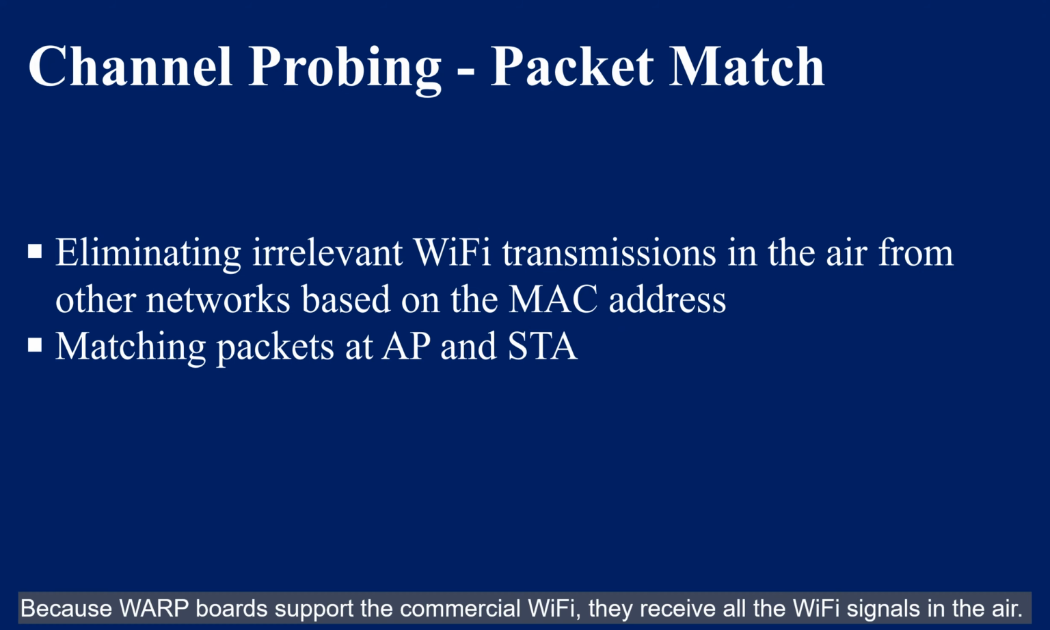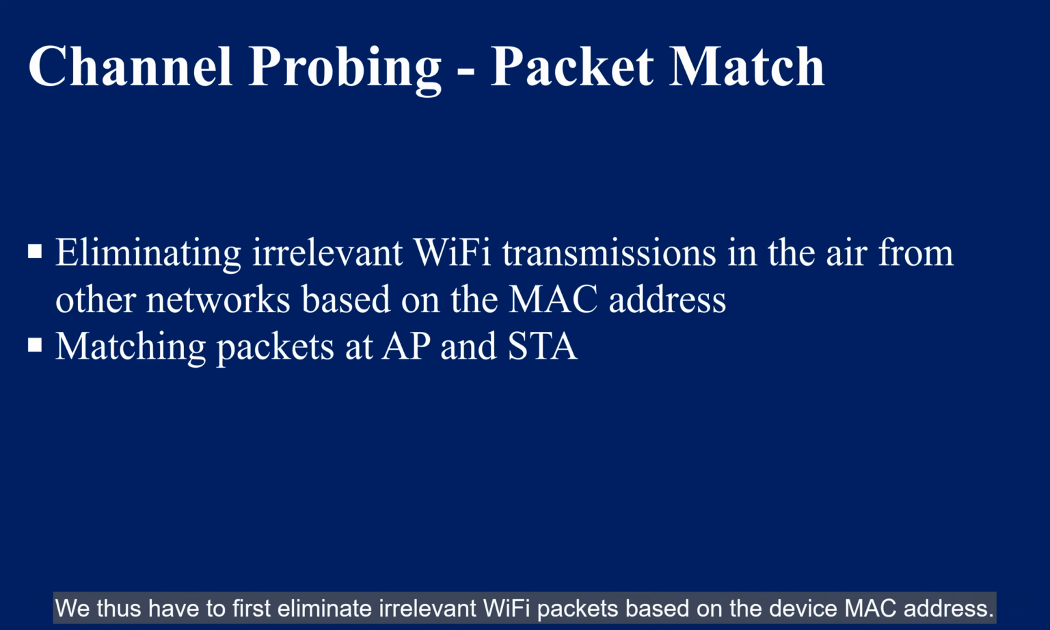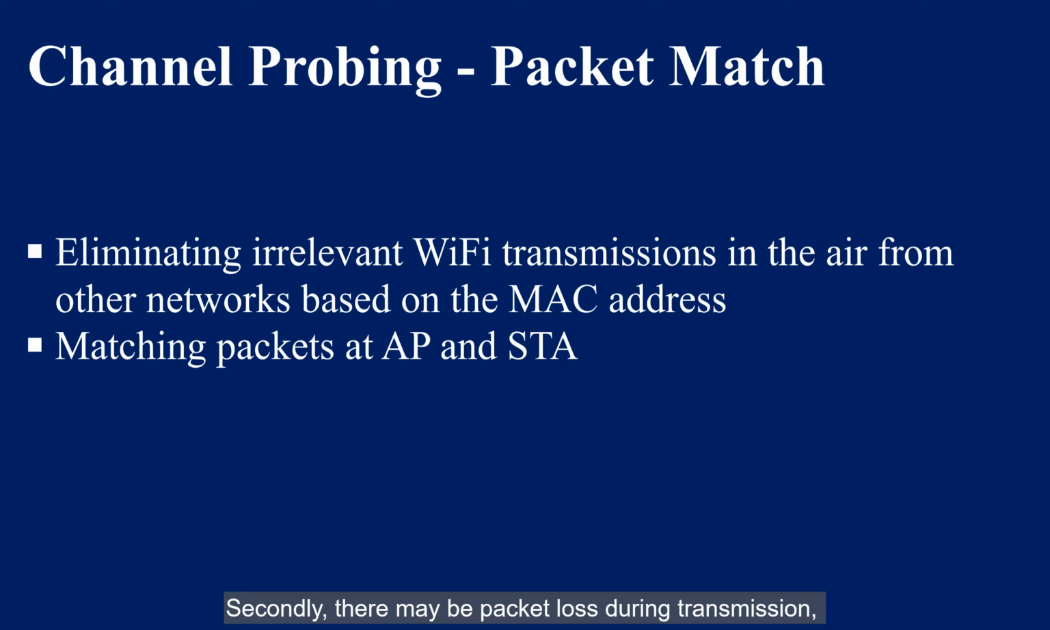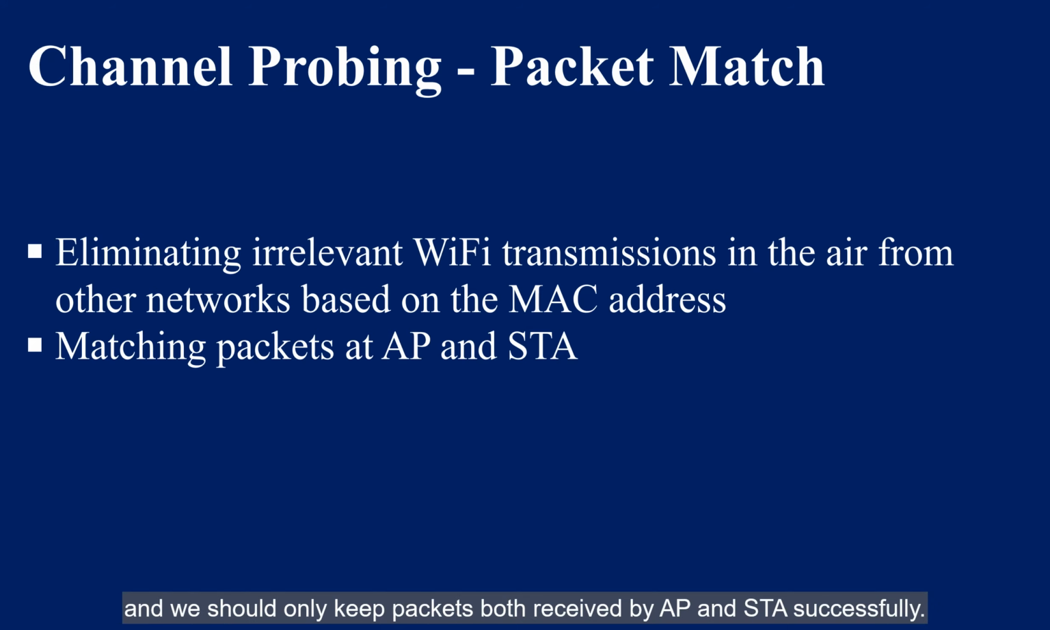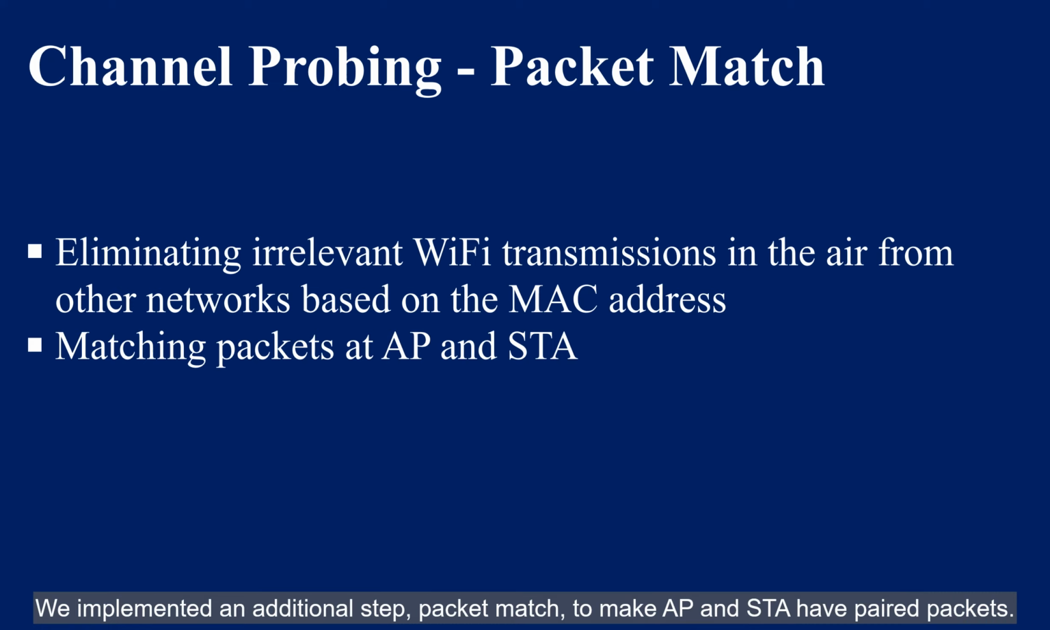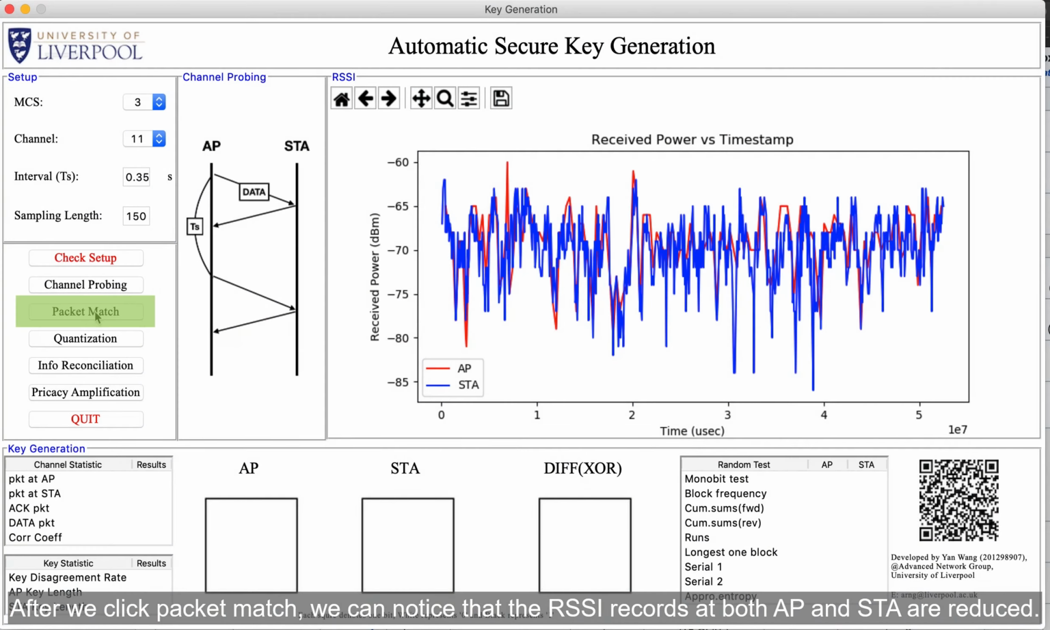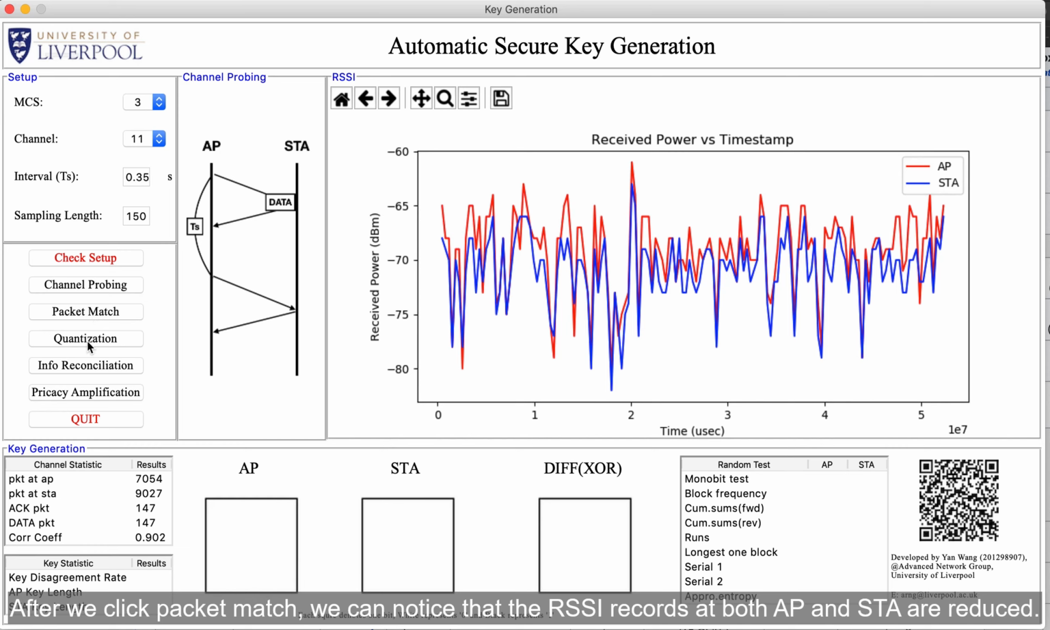Because WOP boards support the commercial Wi-Fi, they receive all the Wi-Fi signal in the air. We thus have to first eliminate irrelevant Wi-Fi packets based on the device MAC address. Secondly, there may be packet loss during transmission, and we should only keep packets both received by AP and station successfully. We implemented an additional step, packet match, to make AP and station have paired packets. After we click packet match, we can notice that the RSSI records at both AP and station are reduced.